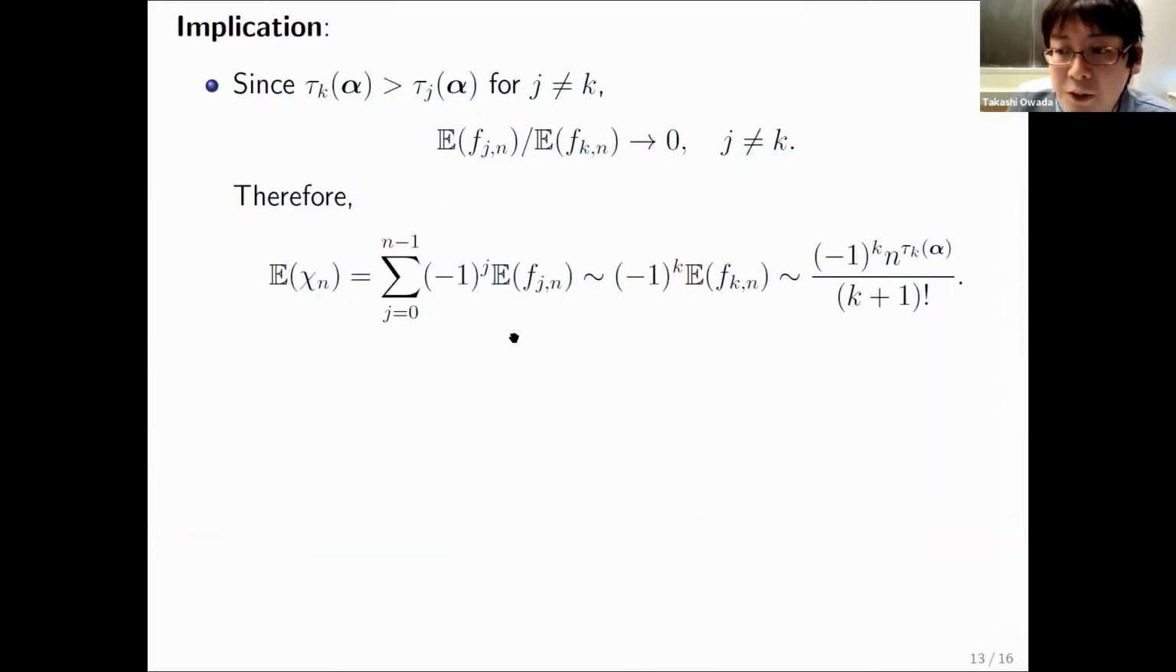The implication of this proposition is that the k-face counts, the face counts of the critical dimension, dominate all the others because tau k of alpha is the largest. As a result, when you take the expectation of the Euler characteristic, we have this expression, and the k term will dominate all the others. As a result, the Euler characteristic will exhibit the same growth rate as the k-face counts.